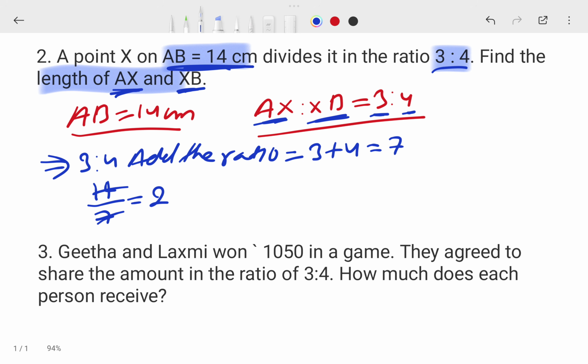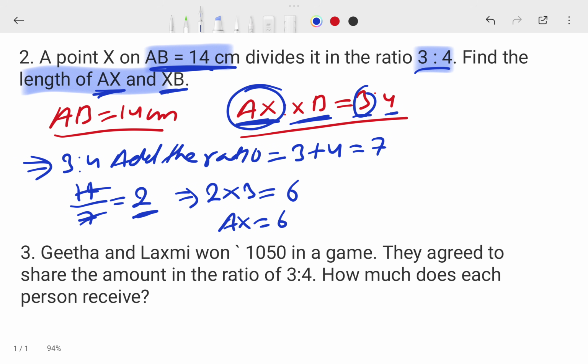Okay. Now which one are we going to find? We are going to find AX. So what is the value? The value is 3. So now multiply. This is 2, so 2 times 3, if you multiply, it's going to be 6. So the value of AX is 6. It's simple.